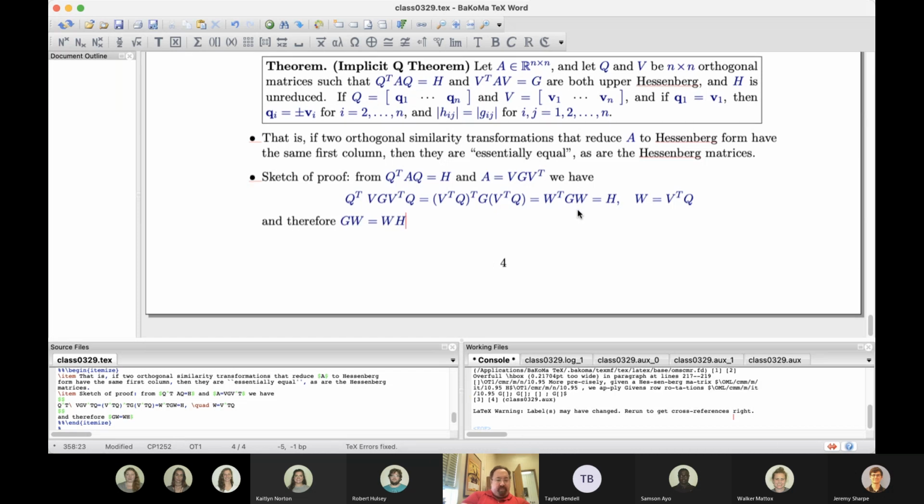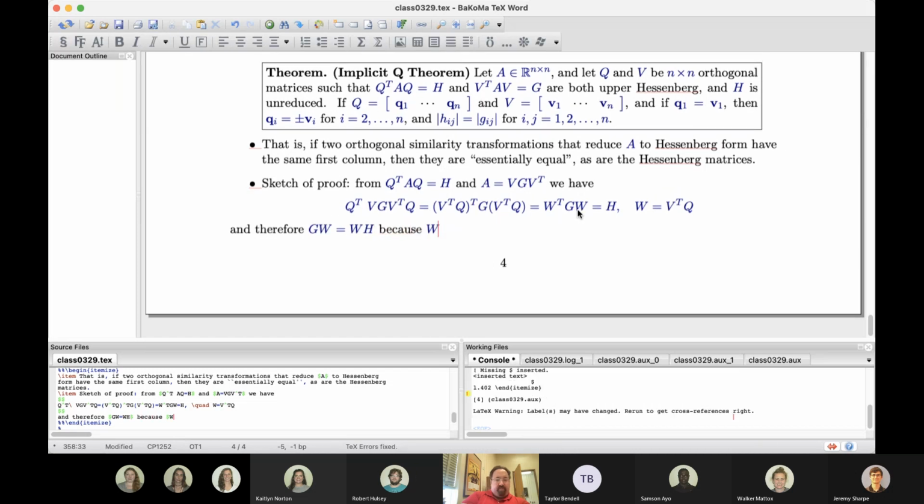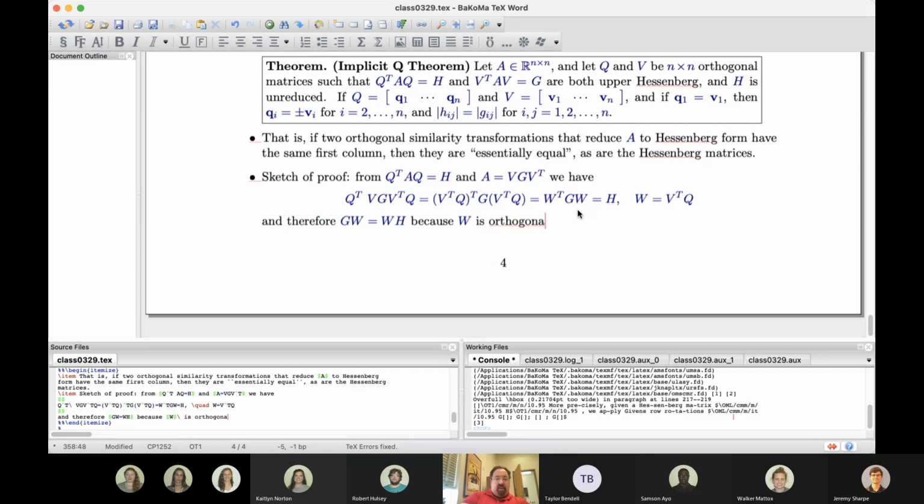Because W is an orthogonal matrix. Very important point: a product of orthogonal matrices is also orthogonal. We're using that in many places, and it's particularly helpful here. So now I have this relationship. Now G and H are both upper Hessenberg.